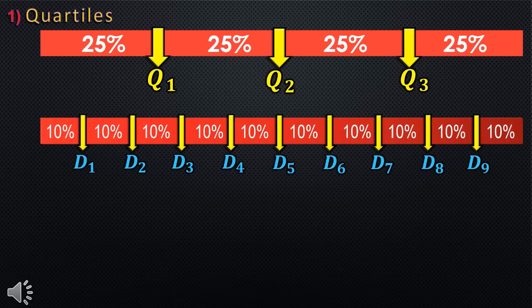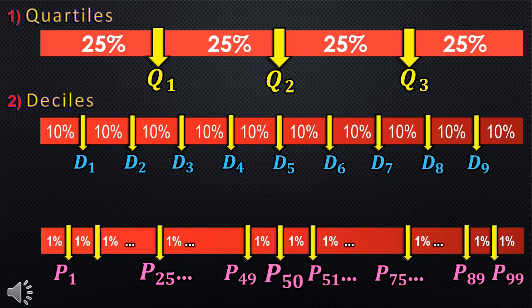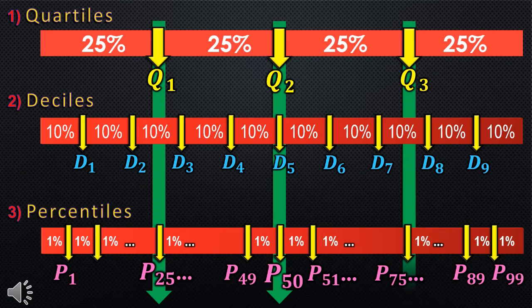For quartiles, we have quartile 1, quartile 2, quartile 3. Quartile 1 is called the lower quartile. Quartile 2, that is the median. And quartile 3 is the upper quartile. Now we have the deciles. It is divided into 10 equal parts. And percentiles, it is divided into 100 equal parts.